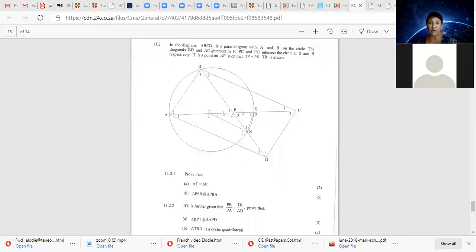All right. Okay, so let's just backtrack to where we were last week and go over this again, filling in everything we know. In the diagram, ABCD is a parallelogram. So we knew that the opposite sides were parallel and equal.